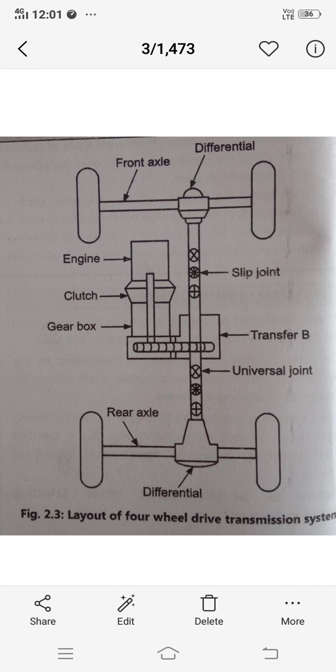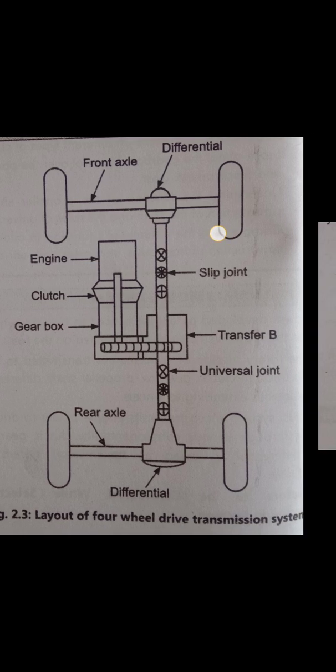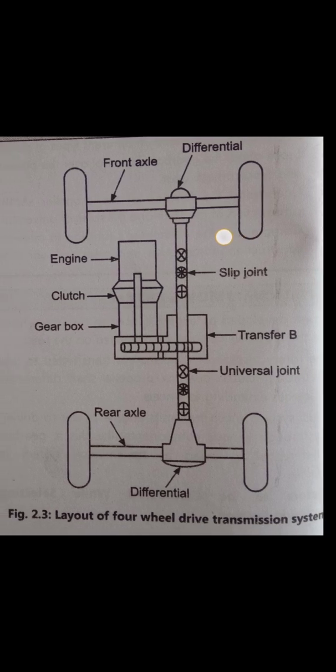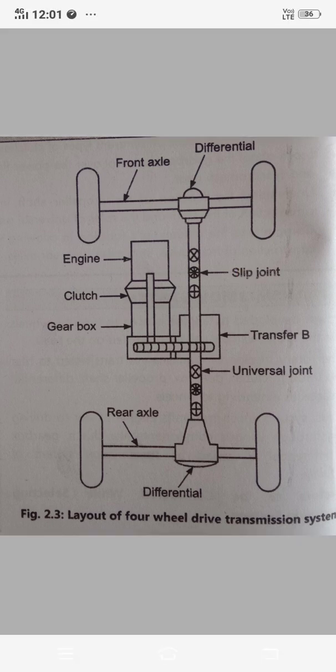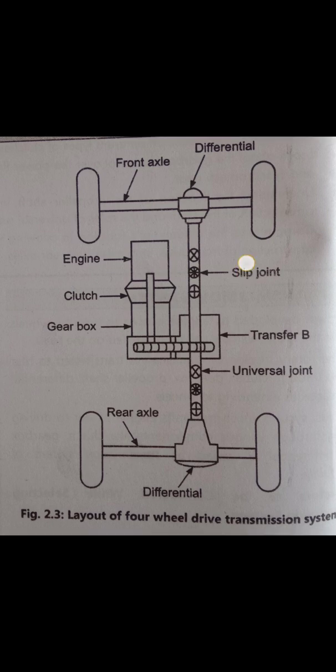Here you can see the components, that is clutch, gearbox, transfer box, universal joint, slip joint, propeller shaft, differentials in the front axle and also on the rear axle. These are the components in this four-wheel drive transmission system.